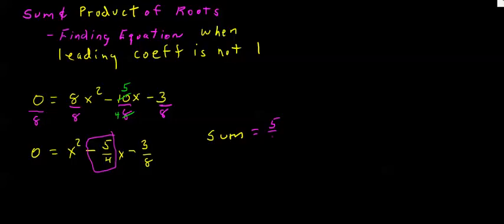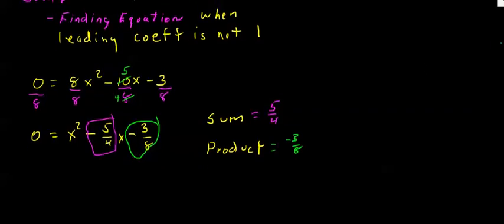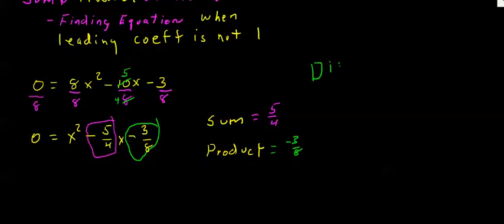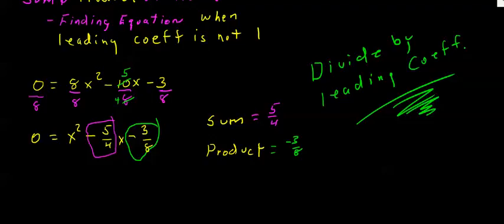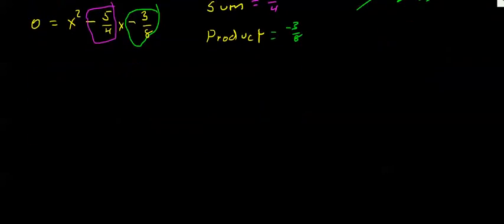positive 5/4, and the product is this number right here. The product equals negative 3/8. So the sum and the product of the roots are the same as yesterday. All we have to do is divide by the leading coefficient. Divide by leading coefficient. That's it.